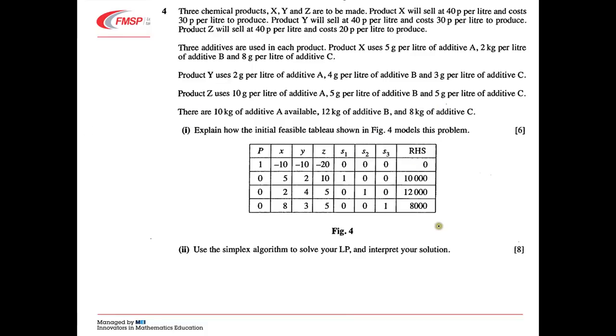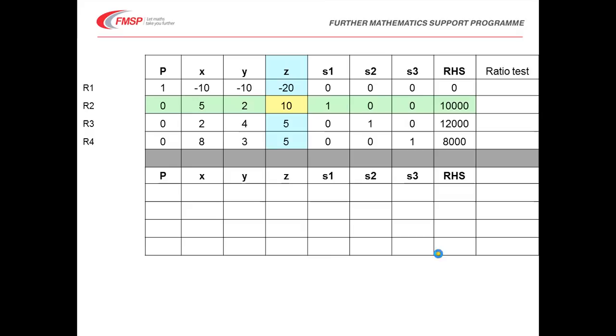And then the question goes on and asks us to use the Simplex algorithm to solve the linear program and interpret our solution. So it's a straightforward Simplex. We'll use the algorithm to do it. This is the initial Tableau set up, and the algorithm says first of all that we have to find a pivot element, and we're not told in this particular question what to pivot on. So the convention is that we pivot on the most negative entry in the objective row, which is Z there, and we then perform the ratio test to decide which element in Z we will deal with.